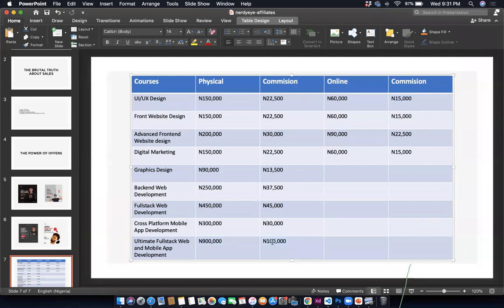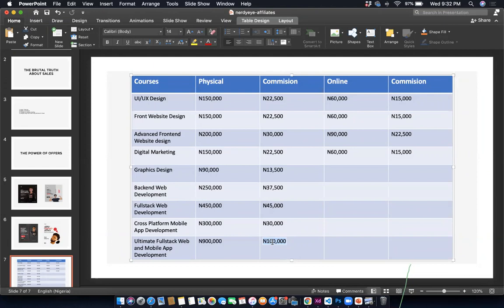Now this is your own offer. This is what I would advise you guys. NDI is selling this course for 150K. You can tell anybody on your own system, like, look, if you go to NDI directly, you're going to get it for 150K. But if you come through me, you're going to get it for 140,000 naira, right?